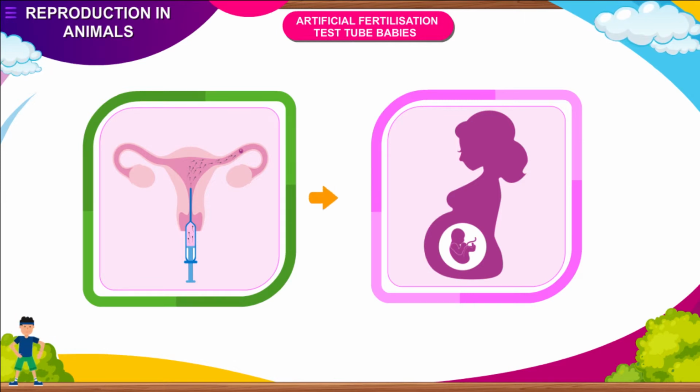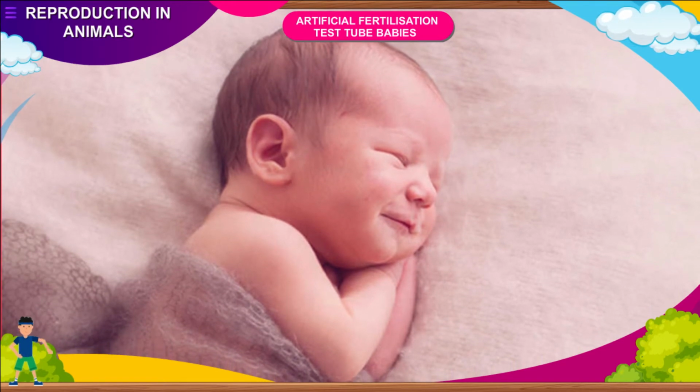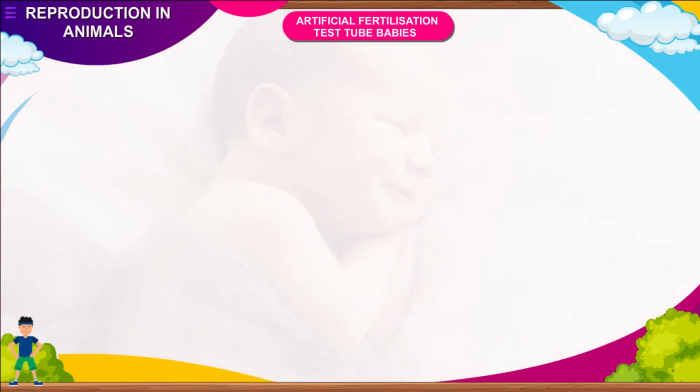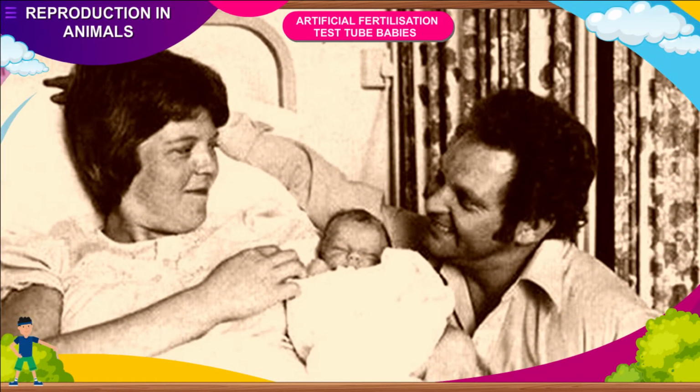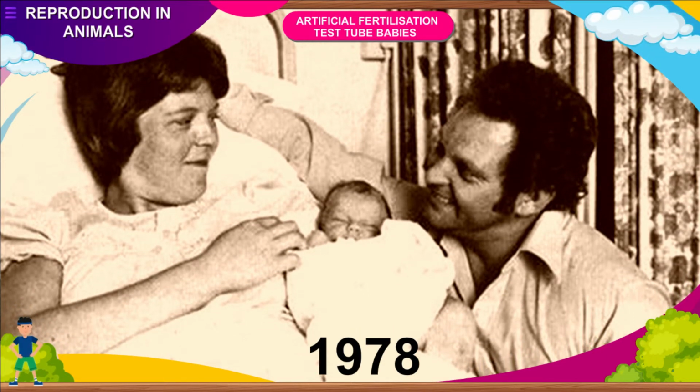Babies born through this technique are called test tube babies. This technique is quite useful when natural fertilization fails. It was first introduced successfully in humans in 1978.